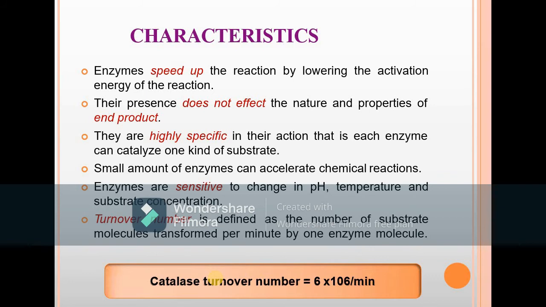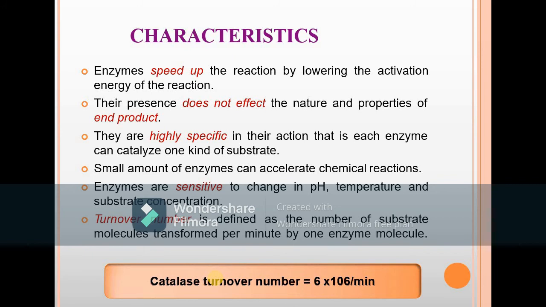Now, what are the characteristics of enzymes? The main characteristics are that enzymes speed up reactions by lowering the activation energy of the reaction. Their presence does not affect the nature and properties of the end product. They are highly specific in their action, in that each enzyme can catalyze one kind of substrate. A small amount of enzyme can accelerate chemical reactions. Enzymes are sensitive to changes in pH, temperature and substrate concentration, so even a slight change in these will affect the enzyme activity.